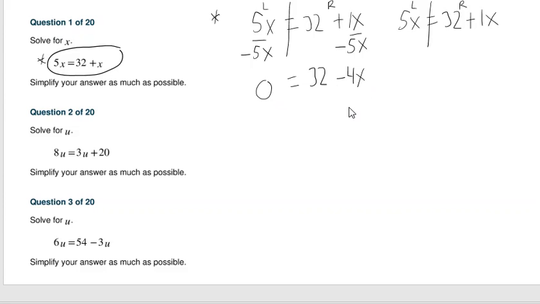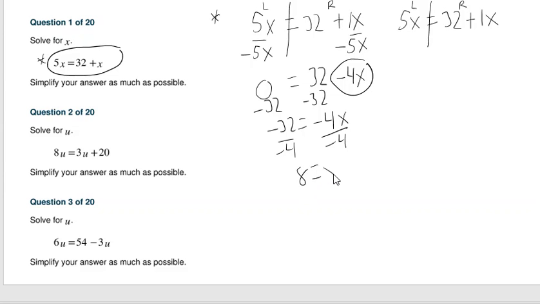Now from here, once you get the two terms that have the same variable to be on the same side of the equation, you should be left with a two-step equation. So all we have to do to get the x alone at this point is to subtract 32 from both sides. So negative 32 equals, there's a subtraction sign in front of this 4x, which makes it a negative 4 times x. So then we would divide by negative 4 on both sides, so x equals 8.